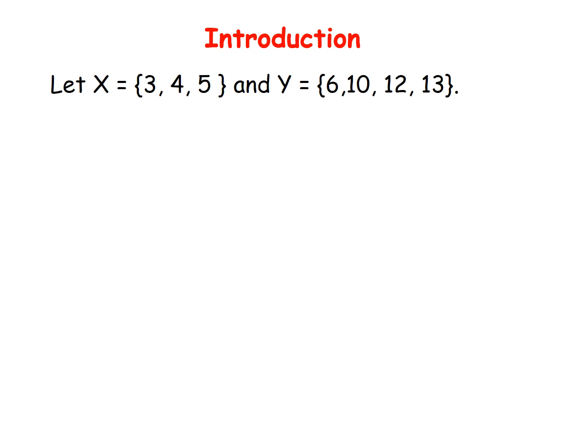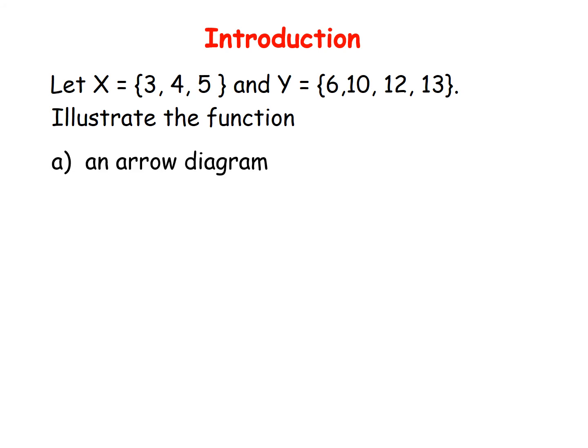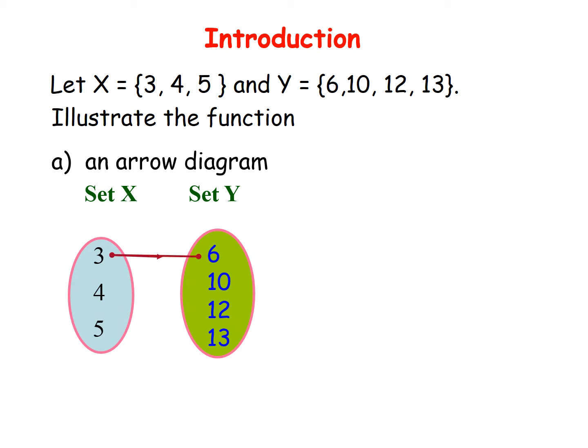Let set X have elements 3, 4, 5 and set Y have elements 6, 10, 12, 13. Illustrate the function. The relation of set X and set Y can be represented by using an arrow diagram or ordered pairs. By using an arrow diagram, we can show the relation of set X and set Y, for example, like this.